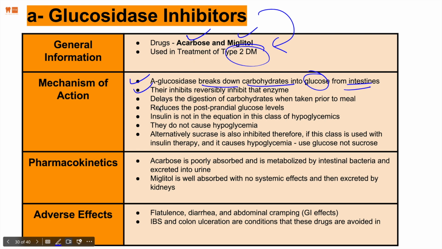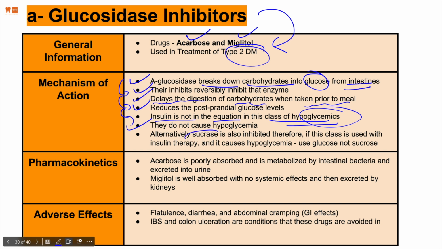It essentially delays the digestion of carbohydrates when it's taken prior to a meal. It reduces postprandial glucose levels. It's like a story, right? Step by step. Insulin is not in the equation at all. It's in the class of hypoglycemics, but they do not cause hypoglycemia. Right? Because there's nothing to do with insulin. It's just prevention of glucose absorption, breakdown of carbohydrates.